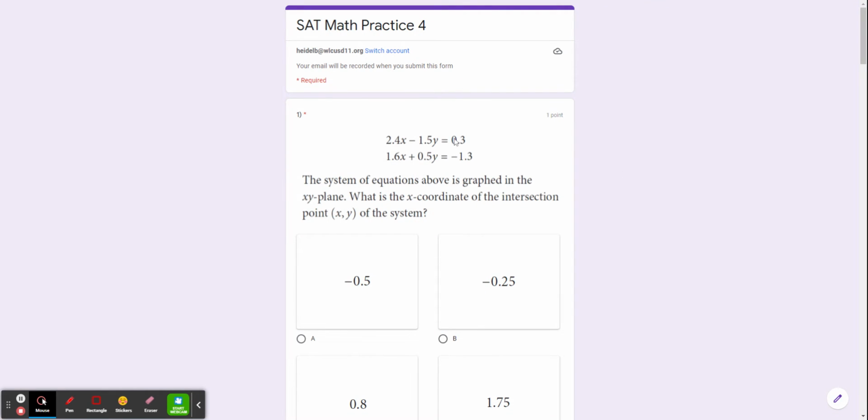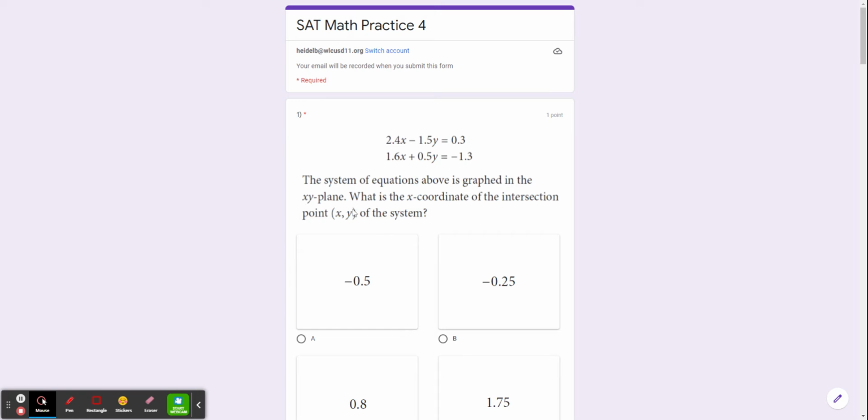All right, so question 1 gives us the system of equations. It's graphed in the xy plane. What's the x-coordinate of the intersection point, x comma y? To solve a system, one of the easiest ways is elimination, where you multiply one or both rows by some number in order to make some coefficients be opposites of each other.